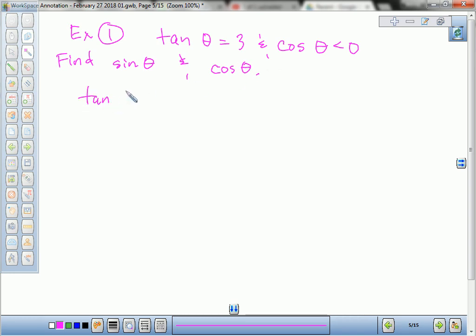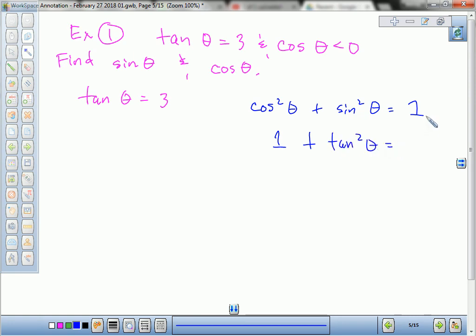So take a look at what is given. Tangent of theta. Which one of those Pythagorean identities involves tangent? Because that's where we need to start. Okay, well, once again, I don't have it memorized except for this one. So I know this plus this equals this, and I need to create tangent. So what do I divide by to make tangent pop up? Cosine. So if I divide everything by cosine, this is 1 plus tangent squared theta equals 1 over cosine, which is secant.